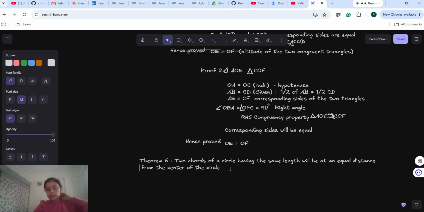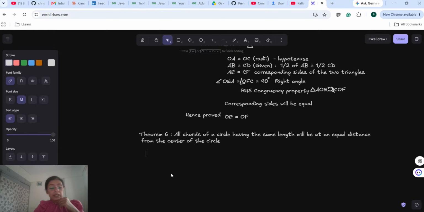Two chords of a circle having the same length will be at an equal distance from the center of the circle. In fact, it is not just two chords. Basically, all the chords which are of the same length in a circle will be at an equal distance from the center. So all chords of a circle which have the same length will all be at the same distance from the center of the circle. So that is your theorem 6. And as we have been doing, we'll also see whether the converse of this theorem is true or not.